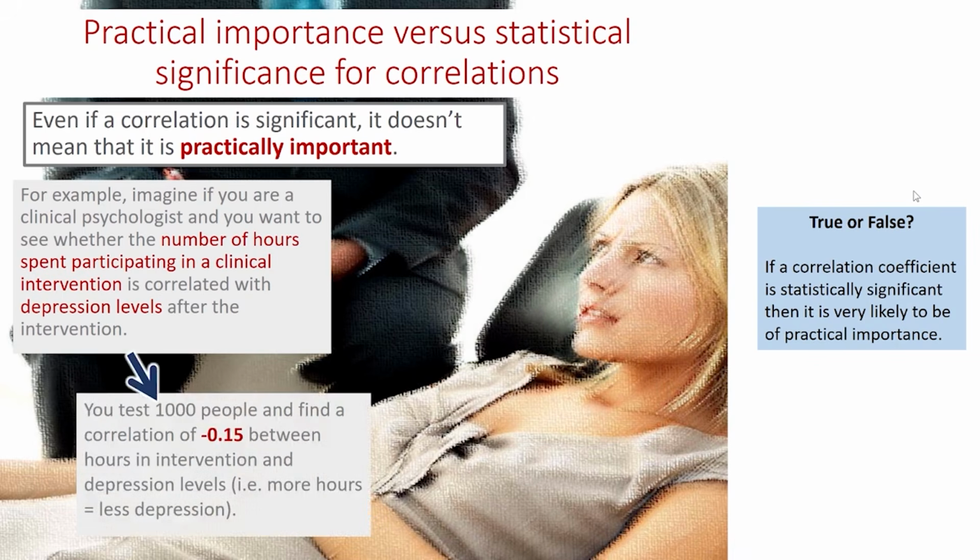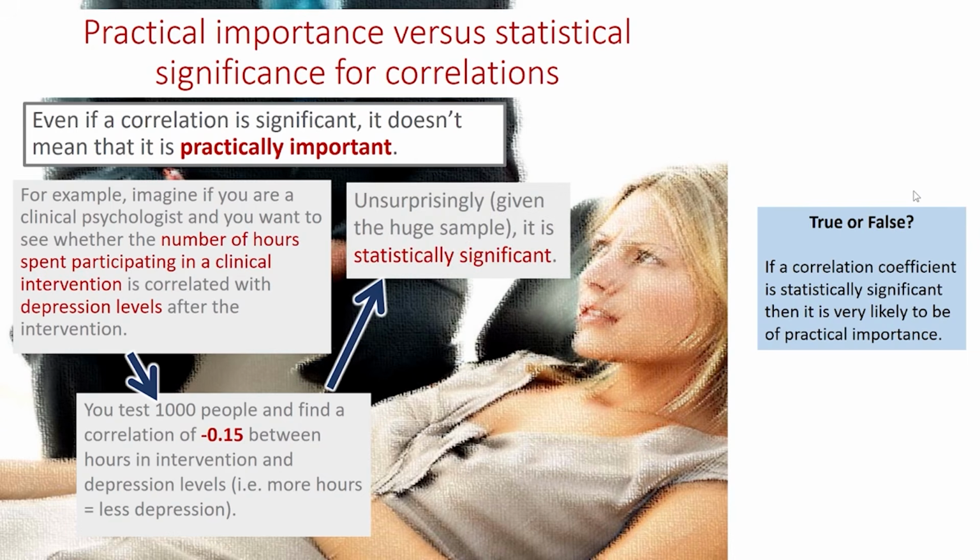So we test 1,000 people. Okay, by the way, that's a ridiculously large number of people for a clinical study like this. We test 1,000 people and we find a correlation of minus 0.15 between hours spent in the intervention and depression level. So more hours, less depression. On the face of it, that's what we want. Okay, and that turns out to be statistically significant because we've got such a large sample size.